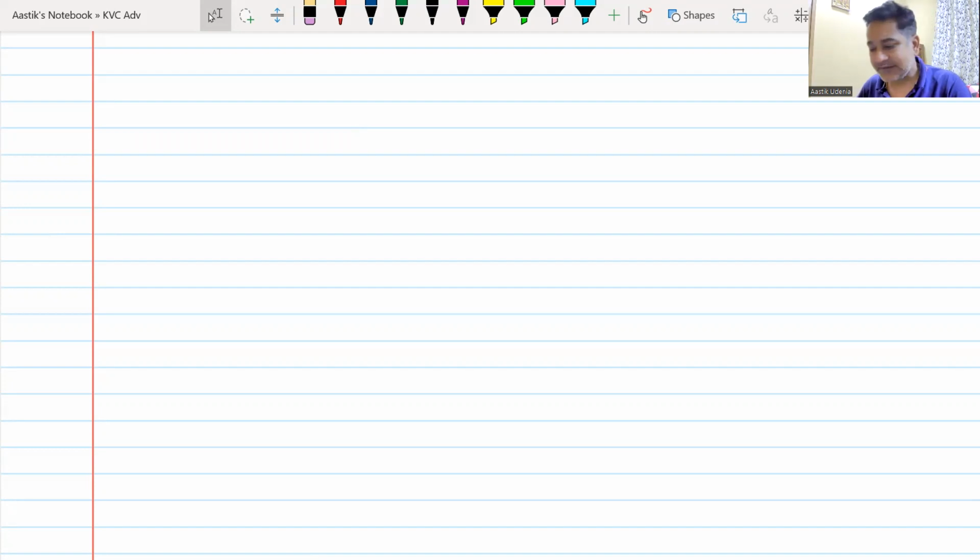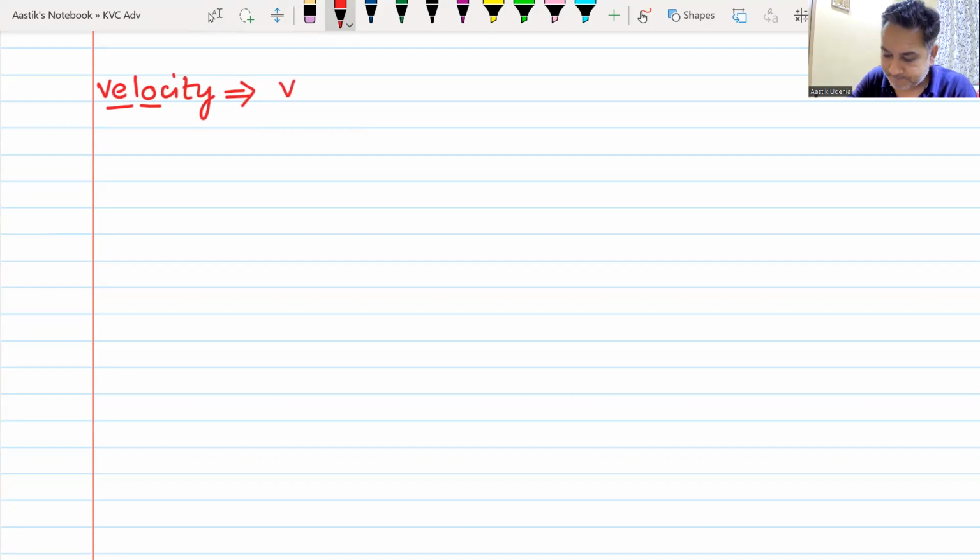Velocity. Velocity is the next heading. That is absolutely correct. So write the next heading, and the next heading is velocity. I hope everyone can see my screen. Next heading is definitely velocity. Now, as soon as velocity comes into the mind, we had denoted speed by S, so we'll denote velocity by V.